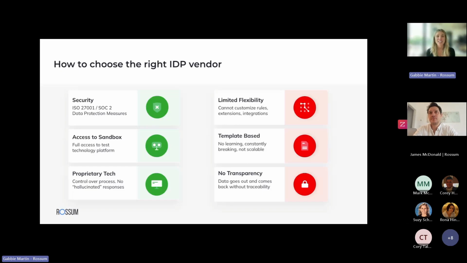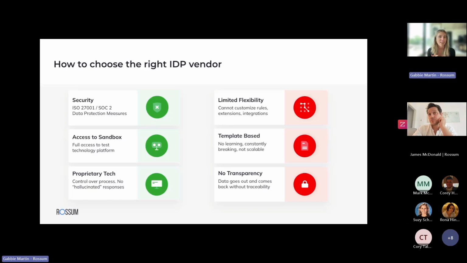The first being they take security seriously. Always ask questions surrounding where your data is being stored, who has access to it, and what security certifications they have in place. For example, ISO and SOC 2.